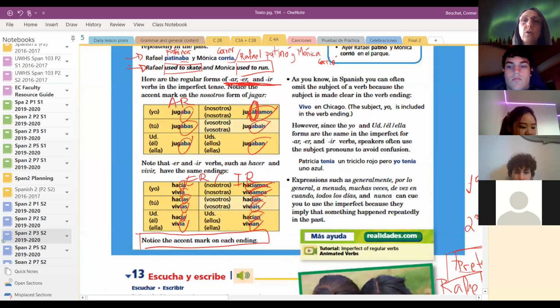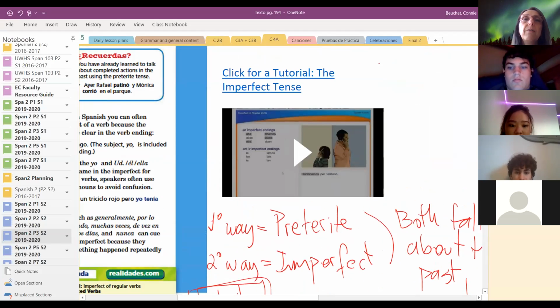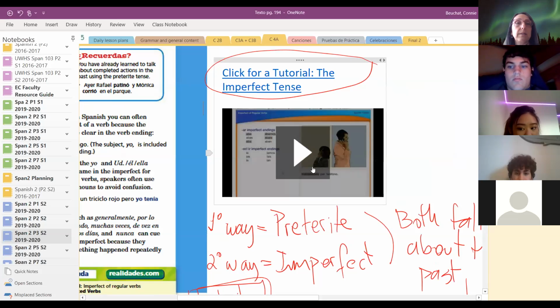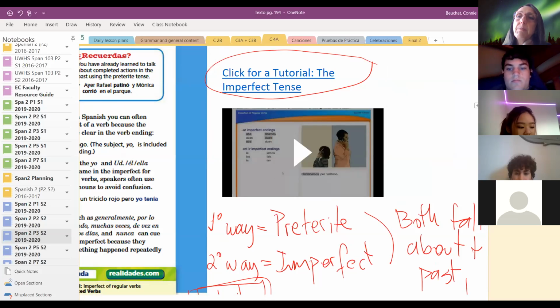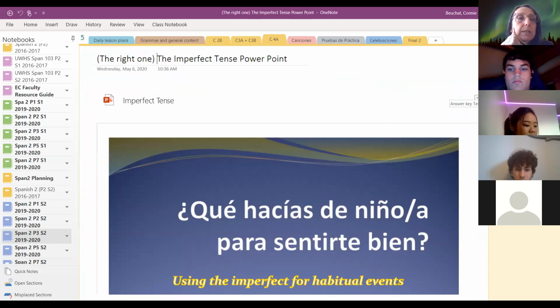Okay, so if you scroll to the right, you have my examples here and you have this link that leads you to a tutorial. My suggestion is to watch it later when you are trying to remember, trying to practice this. Let me show you the next page that you have there. If you go to your own chapter 4A, you will see 2 pages that say there's a PowerPoint in the imperfect.